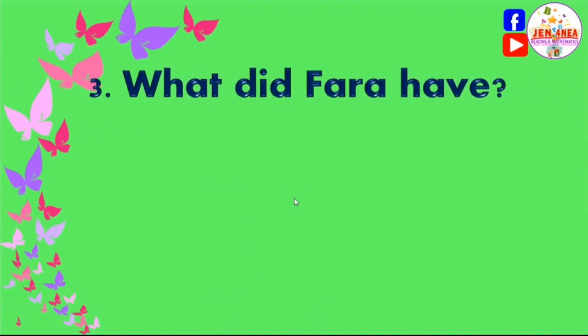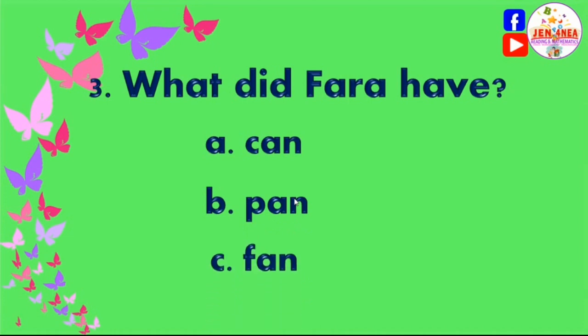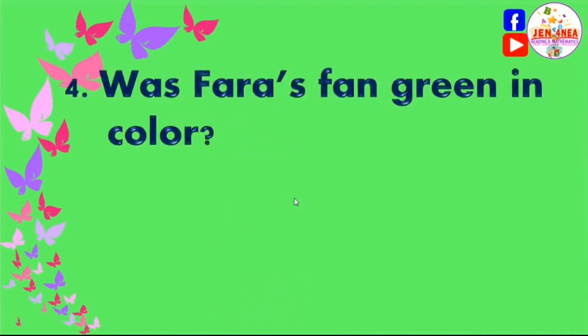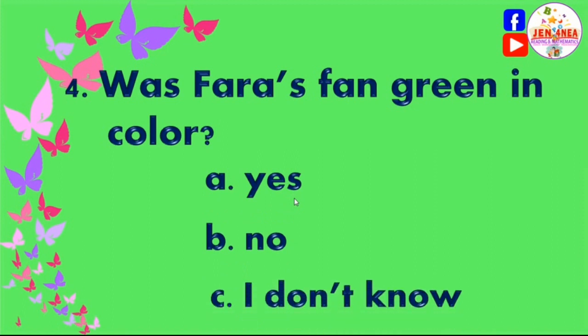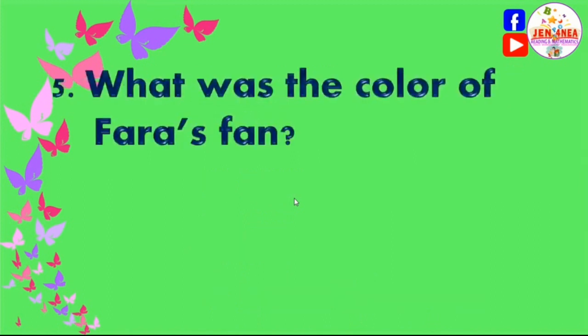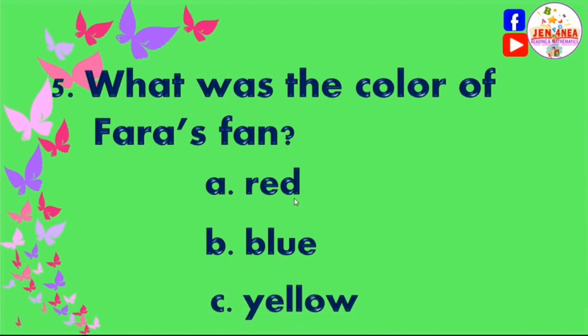What did Farah have? A. Can, B. Pan, C. Fan. Was Farah's fan green in color? A. Yes, B. No, C. I don't know. What was the color of Farah's fan? A. Red, B. Blue, C. Yellow.